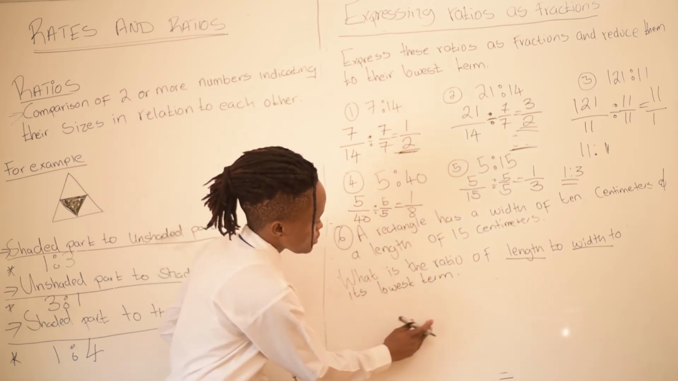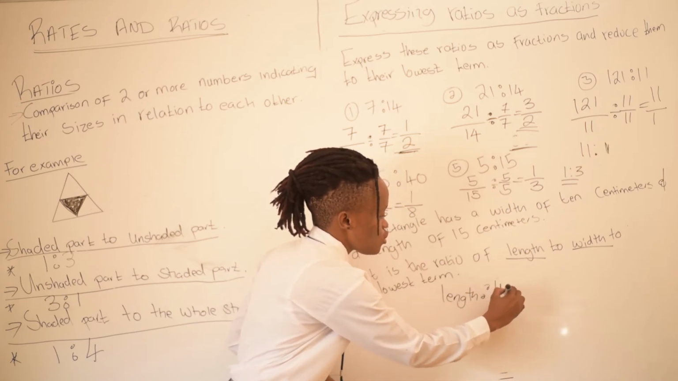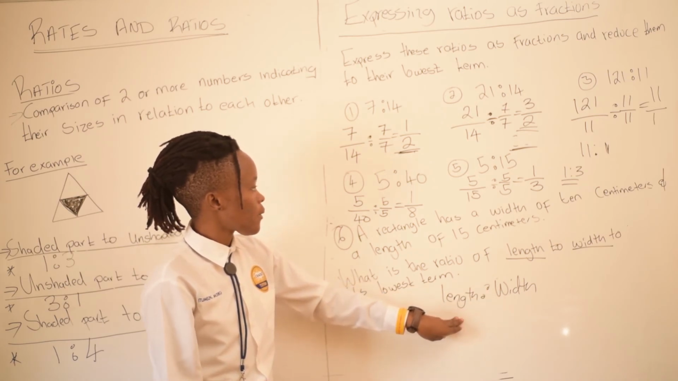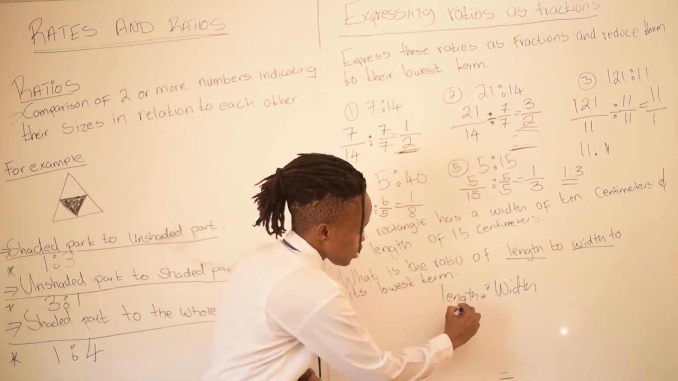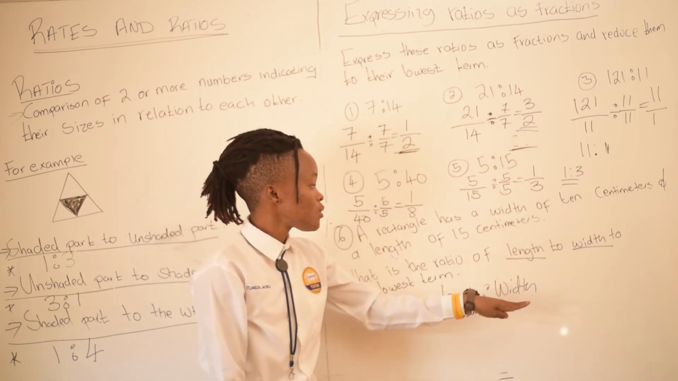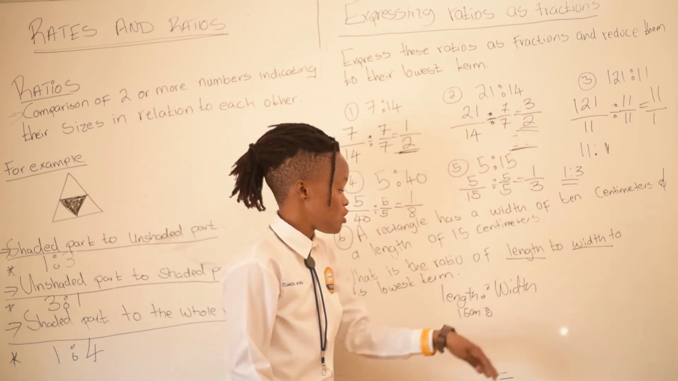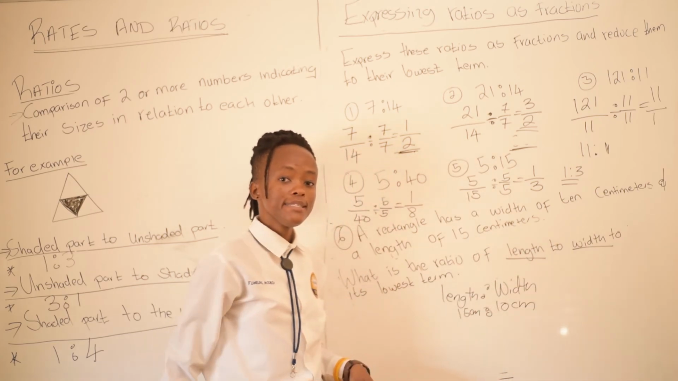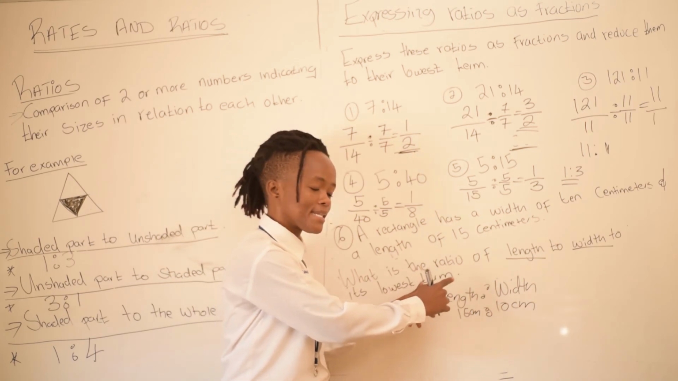So first we start with the length. The length to width. So what was the length from our question? The length is 15 centimeters. So it becomes 15 centimeters is to, what is the width? The width of 10 centimeters. So the width becomes 10 centimeters. You are not yet done. The question says to its lowest term.